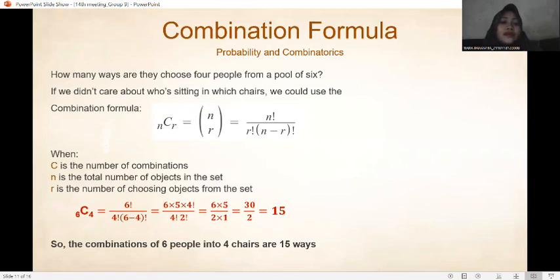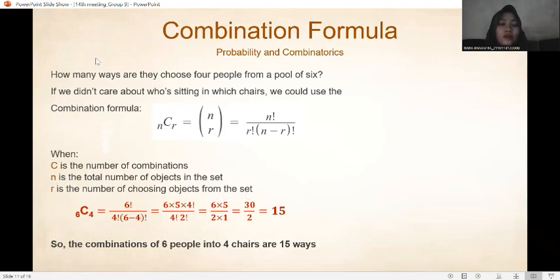If we didn't care about who was sitting in which chairs, we could use the combination formula. N combination R equals N factorial divided by R factorial times N minus R factorial. C is the number of combinations, N is the total number of objects in the set, and R is the number of chosen objects from the set.